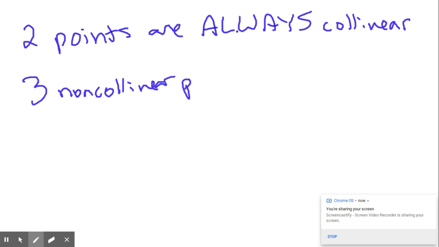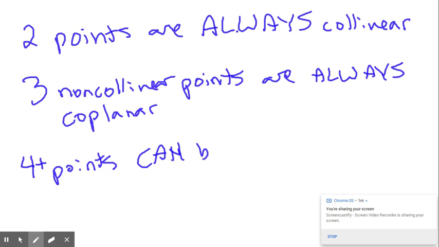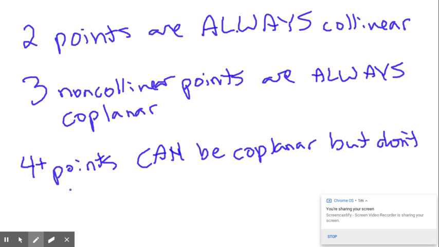non-collinear points. So 3 points that aren't on the same line are always coplanar. So if you have 3 points that are not all sitting on the same line, you have to be able to make a plane that connects all of them. Another thing to remember is 4, and we'll put 4 plus. So 4 and up points can be coplanar, but don't have to be.